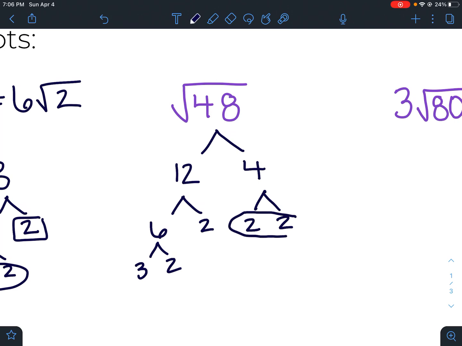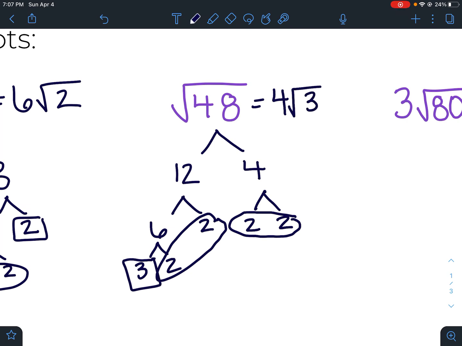Circling our pairs now. Pair of 2s. Another pair of 2s. I'm going to multiply them and put them outside. 2 times 2 is 4. And then this 3 is a loner, so it stays inside. Make sure you take anybody that's a loner, multiply them, keep them inside.